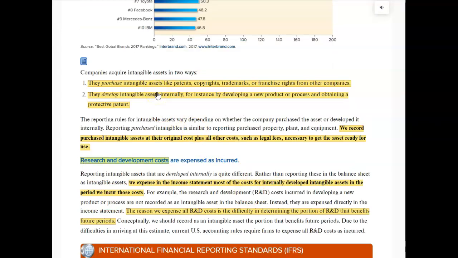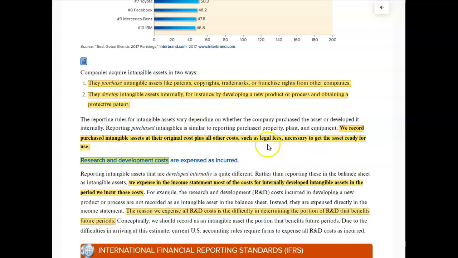So what we'll do is when a company acquires intangible assets, we do have to set up separate accounts for these. So when an asset is purchased, like patents, copyrights, trademarks, we will record the cost of that purchase in that account. We'll have an account called patents. We can have an account called copyrights. So whatever account you need, you can set that up. If a company develops the intangible asset, then the process of obtaining a protective patent, that could be capitalized in that asset account.